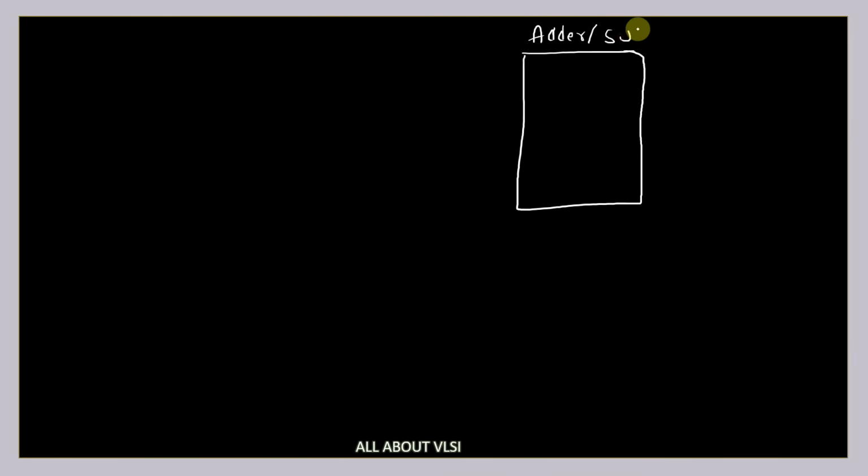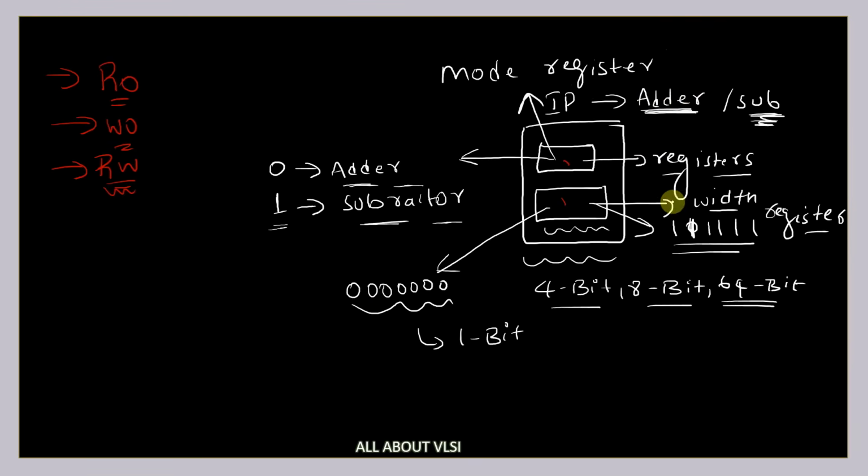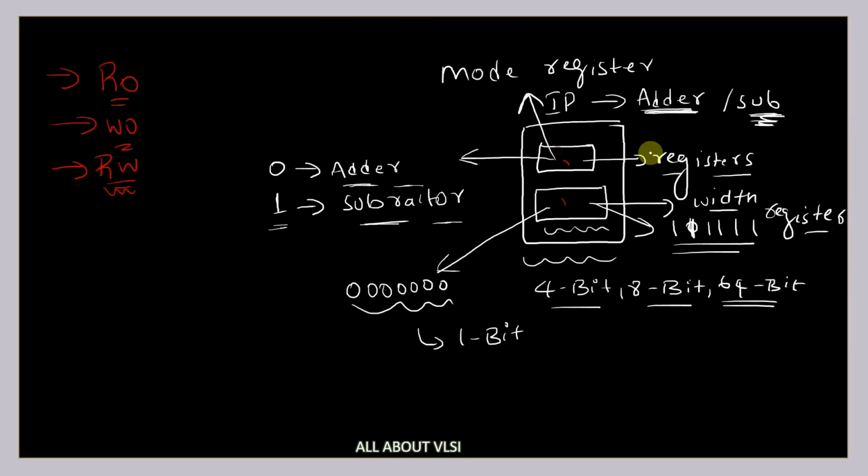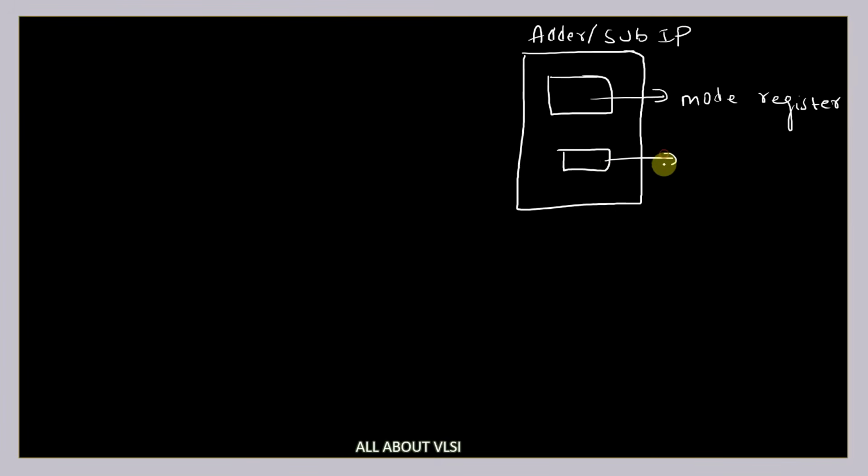Adder or subtractor IP. We have seen inside this adder or subtractor IP, I'm going to have something known as a mode register, which is going to decide the mode, and something known as a width register, which is going to decide the width of the data which we are supposed to add or subtract, right?